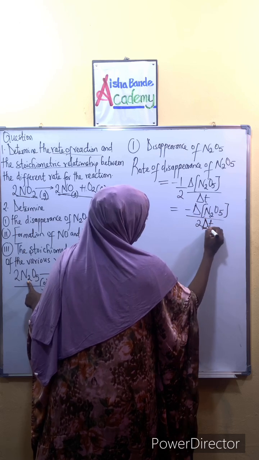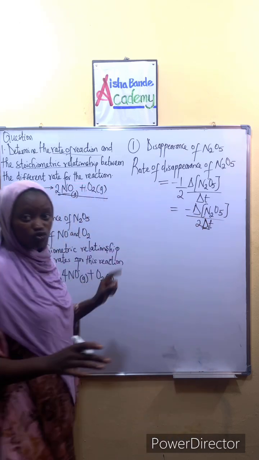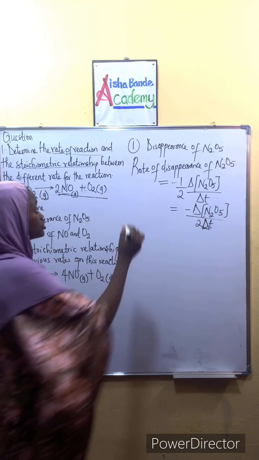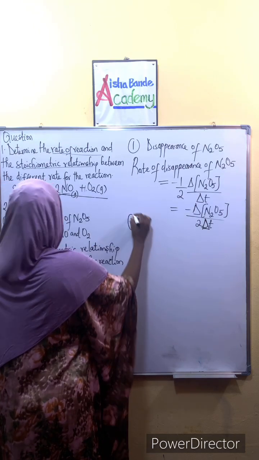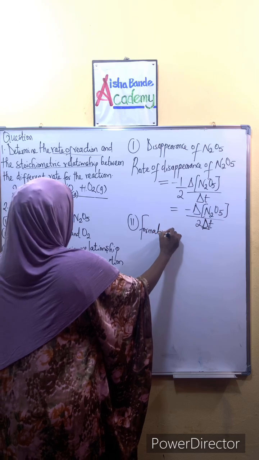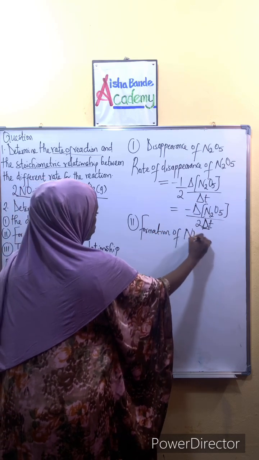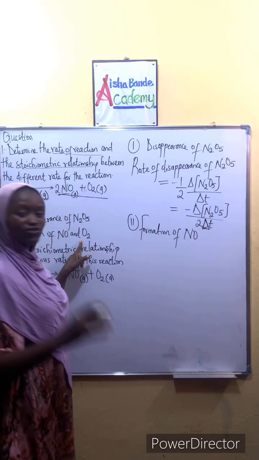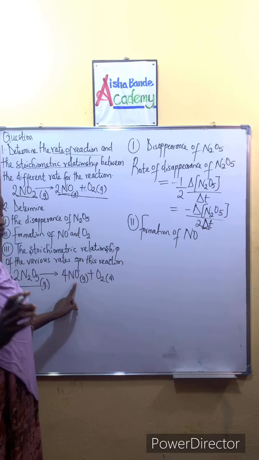Okay, so this is the rate of the disappearance of N2O5. Now let's move on to the next question. The second question is saying that we should find the formation of NO and O2. So let's start with the formation of NO, which is the first product.